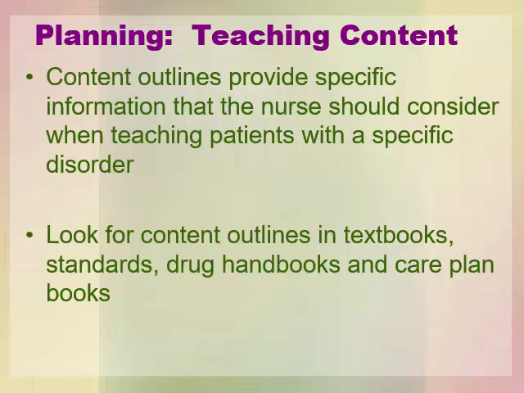So when planning teaching content, you need to try to decide what to teach the patient, and there are many resources that are available. One resource are what's called content outlines. These provide specific information that the nurse should consider when teaching patients with a specific disorder. For example, if you have something like diabetes, it would cover all the different steps that you want to make sure that you don't forget to leave out when you're teaching the patient. So it would cover everything from counting carbs to how to do your blood sugars to side effects to foot checking, etc. Everything if you were going to do diabetics. So the content would have everything that you would need there to be able to teach your patient.